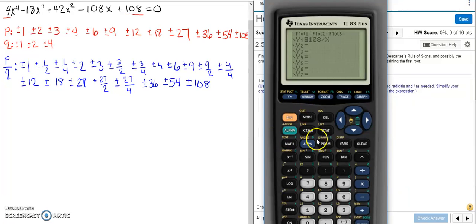What I do is I graph it. Okay? I cheat. I graph it. It's not cheating, but it's the shortcut.